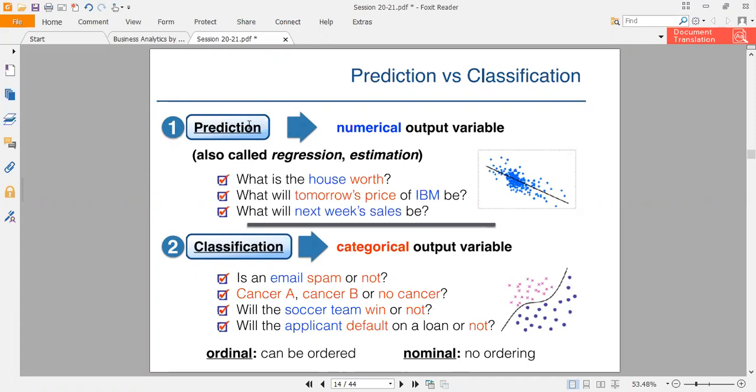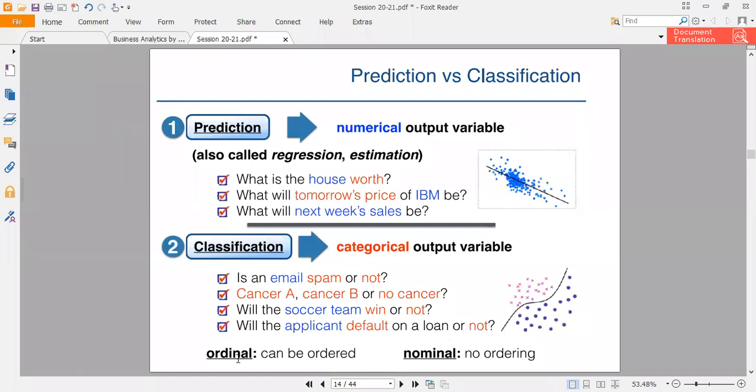So prediction or regression is the case where our output is numerical. Classification is that type of machine learning algorithm where you classify into different categories, it could be yes or no, or other categorical variables. Now within classification there are two different possibilities. One is nominal, where no order matters. For example, email spam or not spam, the order doesn't matter here. All of the cases listed here are nominal variables.